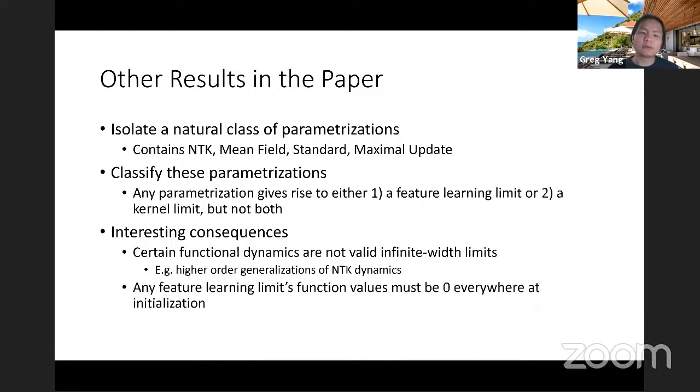Another interesting consequence is that in any feature learning limit, function values must be 0 at initialization. This contrasts with, for example, the NTK limit, where the initialization is a GP, a Gaussian process, in the infinite width limit. What this is saying is that if you have a Gaussian process initialization, that means your last layer initialization is too large, and this prevents you from using a large learning rate to make the body of the network learn features. So you should initialize so that the last layer is smaller, and then use a larger learning rate so that the features are learned.